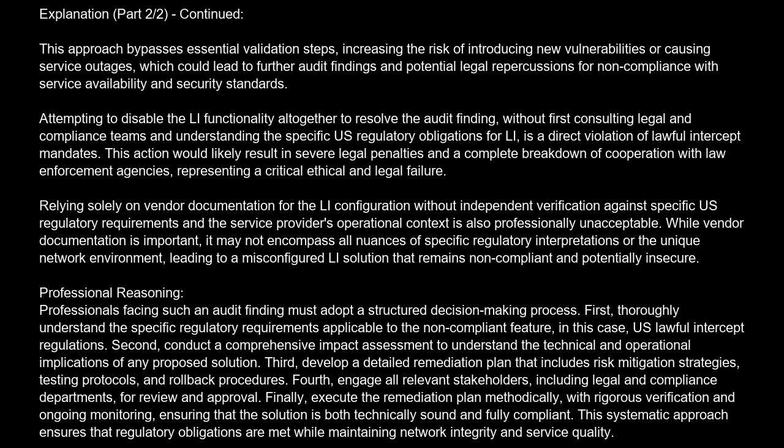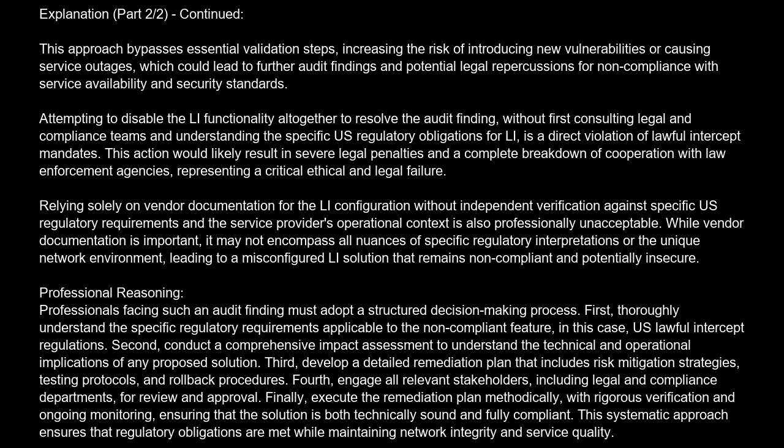Regulatory obligations for LI is a direct violation of lawful intercept mandates. This action would likely result in severe legal penalties and a complete breakdown of cooperation with law enforcement agencies, representing a critical ethical and legal failure.